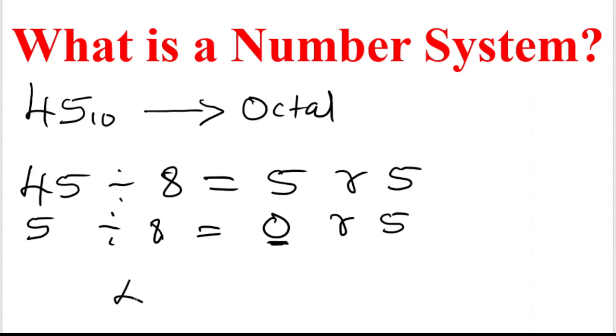So we now have 45 base 10 is equivalent to 55 in base 8. So the value of 45 in base 10 is equivalent to 55 in base 8. So now you have learned what number systems are all about and the types of number systems.